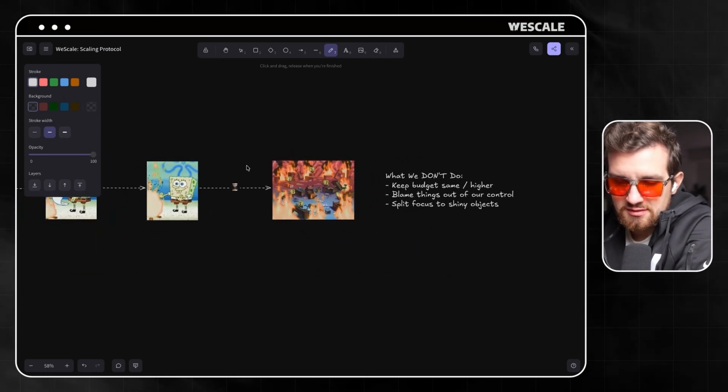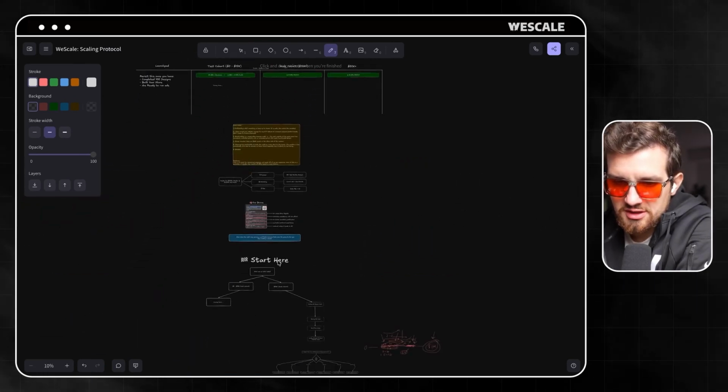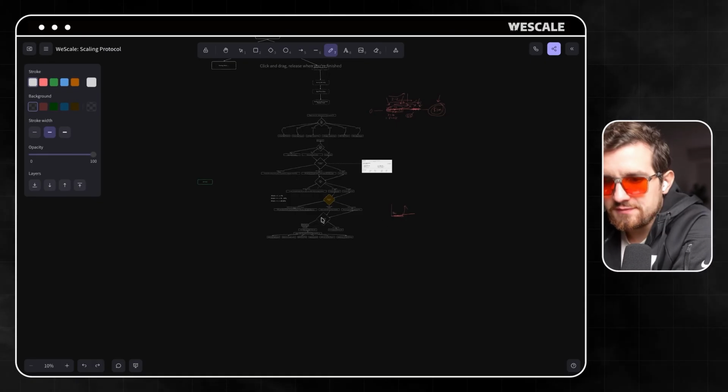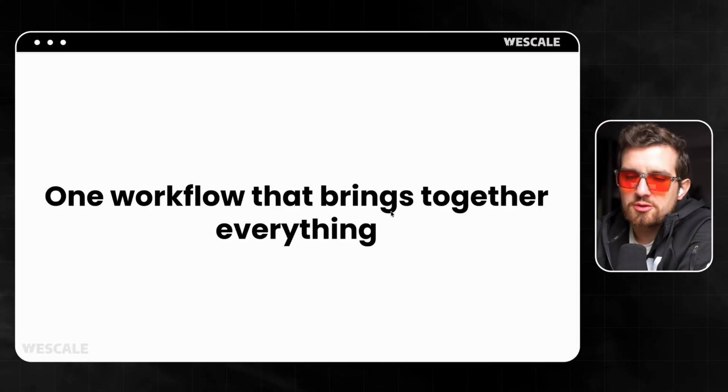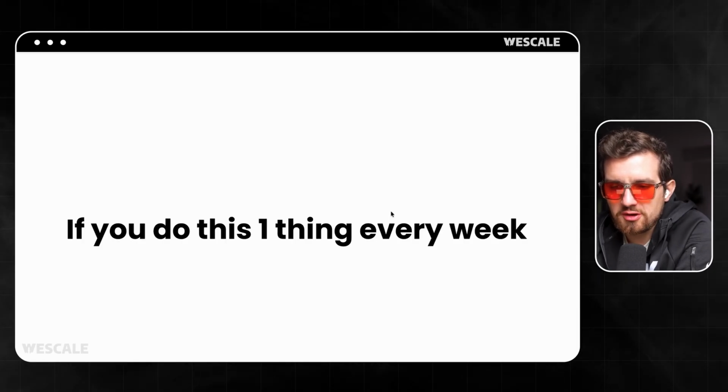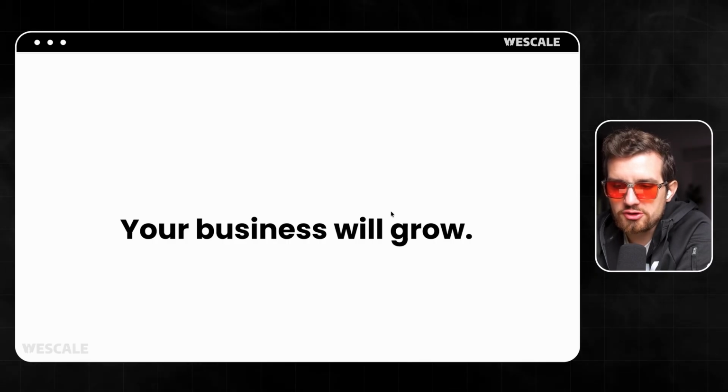Because this is the piece that for me was missing for a long time. It's understanding what I can control. And if I'm trying to get to profitability or if I want to scale faster, this is where I should be looking. And now here's the one workflow. This is beautiful. It brings together everything. So if you do just this one thing every week, your business will grow.